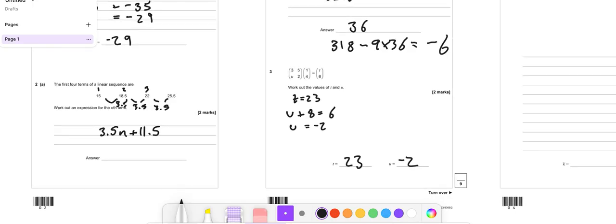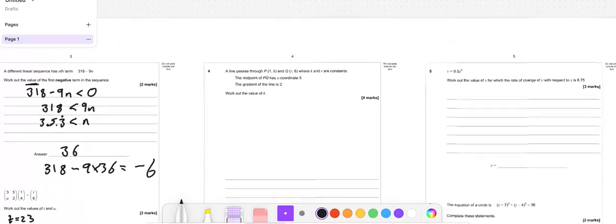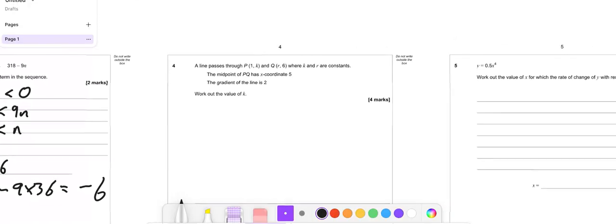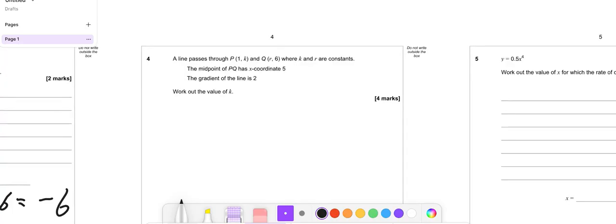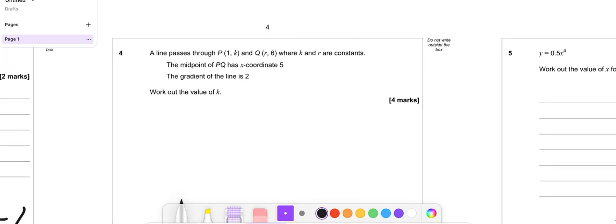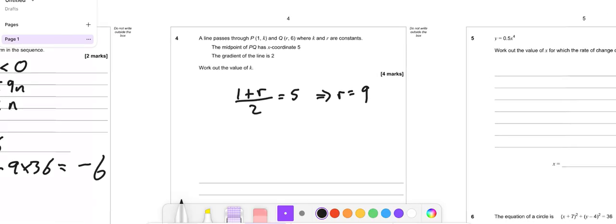Question 4. Line passes through this and this, where k and r are constants. The midpoint x coordinate is that, the gradient of the line is that. Work out the value of k. Okay, so we know the average of the x coordinate, so 1 plus r over 2 has got to equal 5, which implies that r has got to equal 9. Multiplied by 2, 10 minus 1, so r is 9.